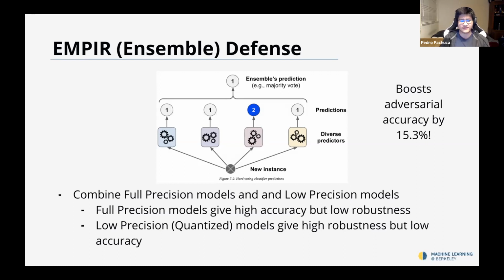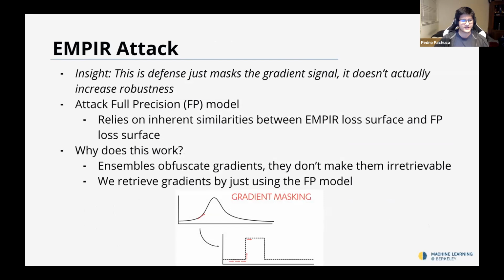And the idea is that what if we can get the best of both worlds? We want the high accuracy and the high robustness of the models. And that's the idea behind the ensemble method. It turns out that this does boost adversarial accuracy by about 15.3%, but we'll talk about why it doesn't quite work as well as we wanted to on the next slide.